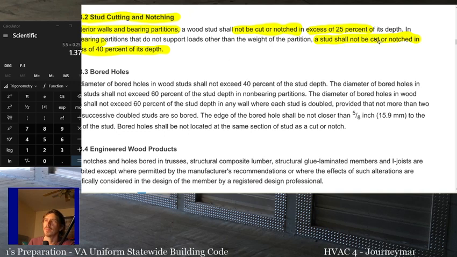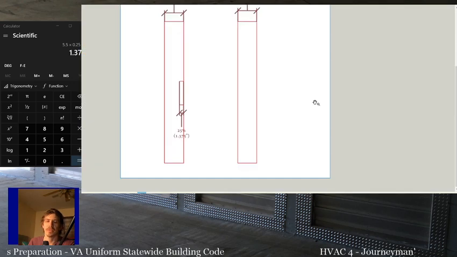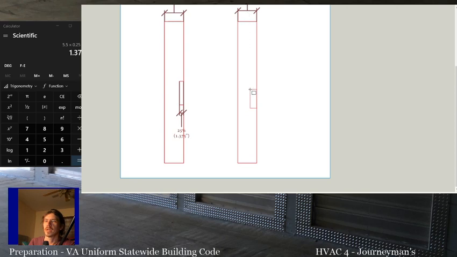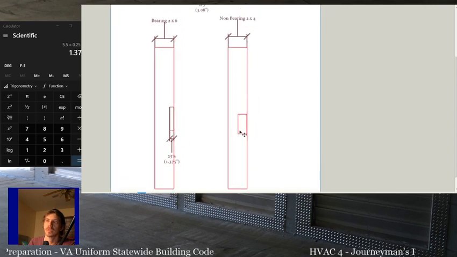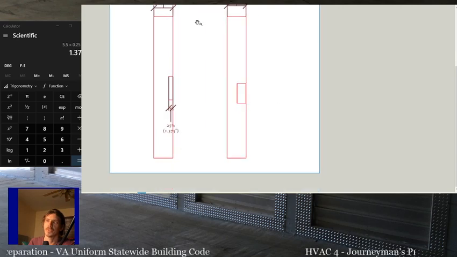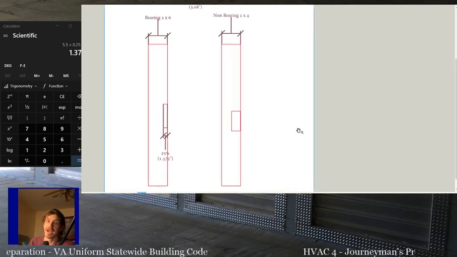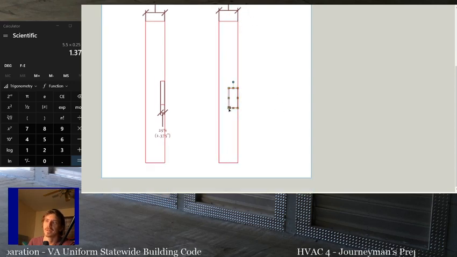And for non-bearing partitions, it can be not notched in excess of 40% of its depth. So on this one, on a non-bearing 2x4, this wall is smaller, so we're going to get different numbers than this one. But what I want you to do is practice the opposite of both these. So practice a bearing 2x4 and practice a non-bearing 2x6. That'll give you good practice and see if you come up with the same answers.